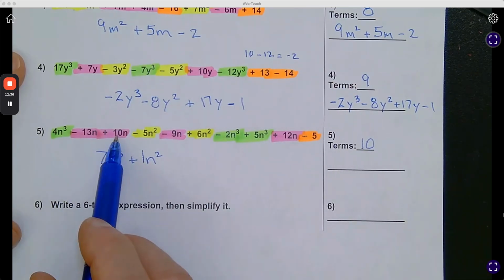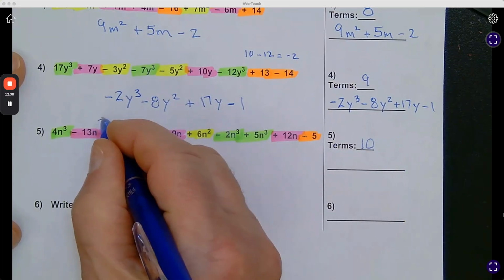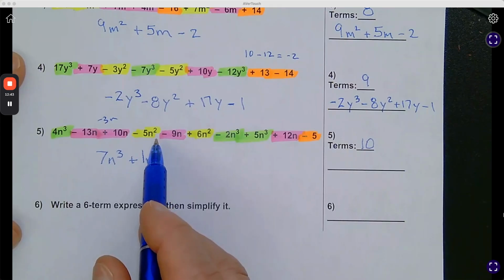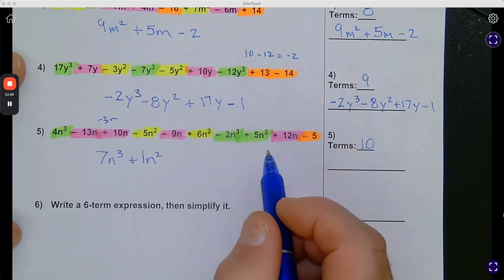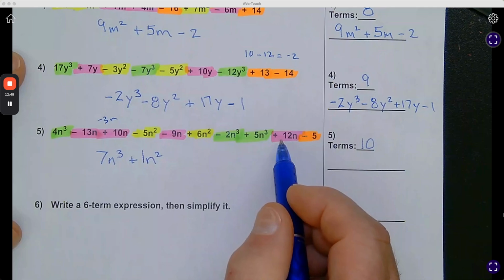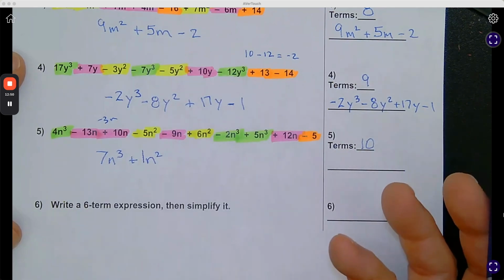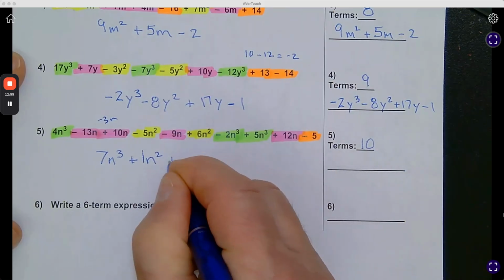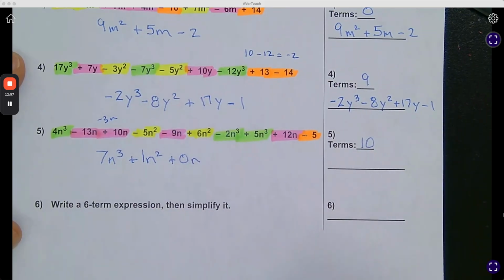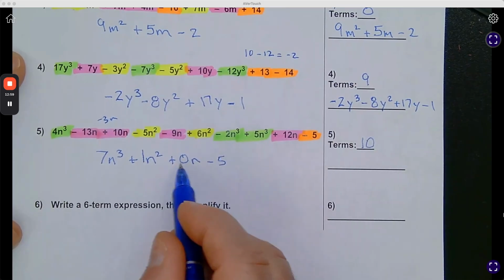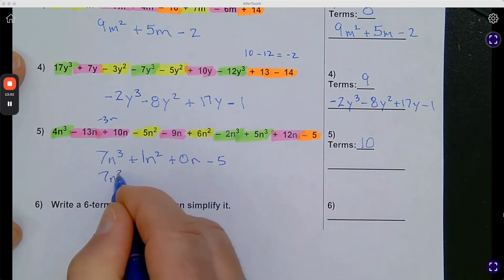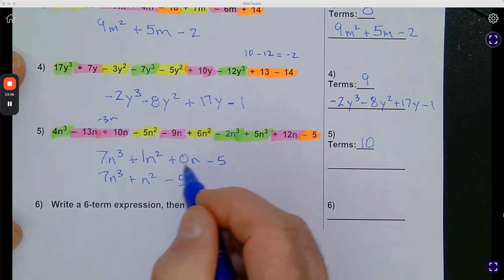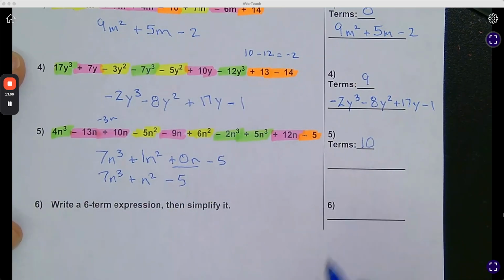All right, now let's go ahead and do our n's. Minus 13 plus 10 is minus 3. And then minus 3 minus 9 is minus 12. Negative 12 plus 12 is 0. They cancel out. So there's 0 n terms. And then minus 5. What is 0 times n? 0 times n is 0. 0 times anything is 0. So that term goes away. Descending order.